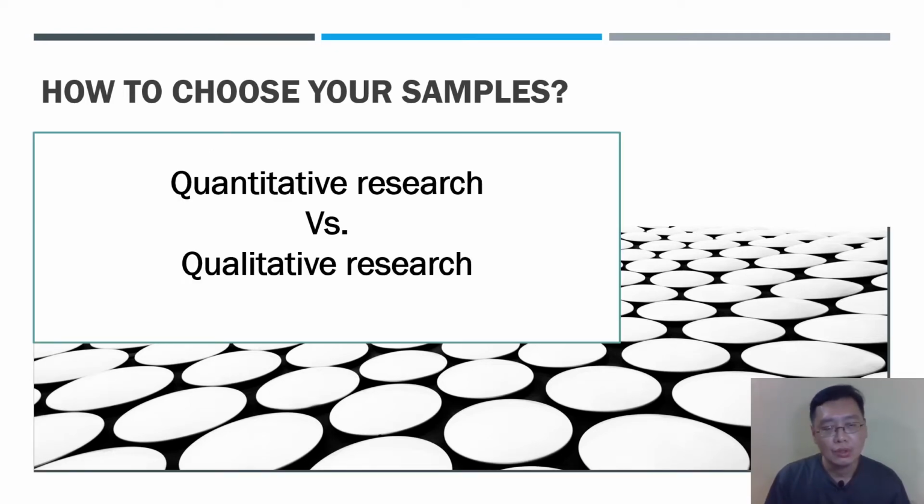How to choose your samples? Now this is a common question that many master's or PhD students struggle with, especially after they have drafted the proposal, and the next thing is data collection. So they need to think of how to choose samples. Now it can be broken down into two, whether you're looking at quantitative research or whether you're looking at qualitative research.